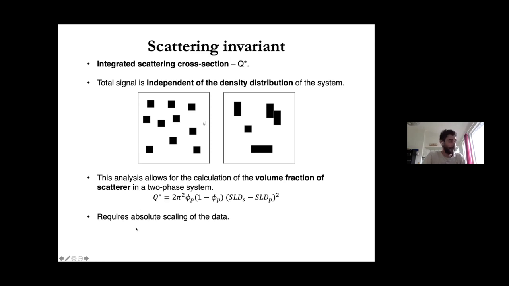You have to be aware that this requires data in absolute scaling, so it has to be reduced using the protocols that I explained yesterday. And it's a very simple approach that you can use to calculate the volume fraction of particles without really knowing anything about the structure of those.